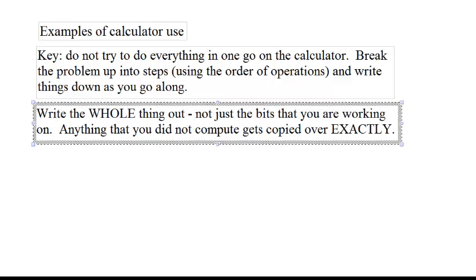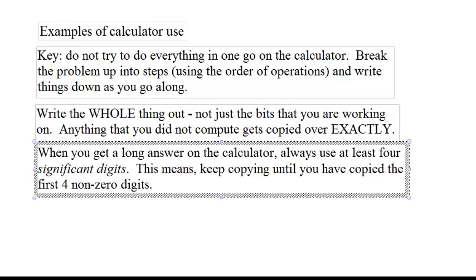I'll do some examples. Finally, when you get an answer on the calculator and you don't want to have to write the whole thing out, write the whole thing out until you have copied at least 4 non-zero digits. So if there's a whole lot of zeros, include all the zeros, and then try to get 4 significant digits. I will show you what I mean.